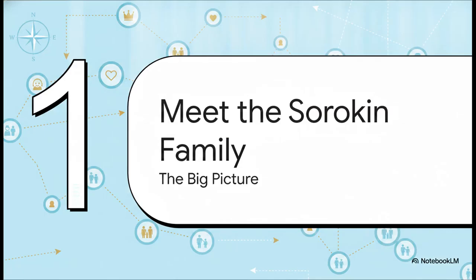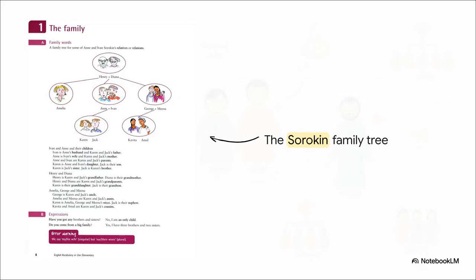All right, starting off with section 1, meet the Sorokin family. So, this family tree right here is going to be our visual map for today's explainer. It's like a giant puzzle of relationships. You've got the oldest generation at the top, the parents and their siblings in the middle, and the youngest generation at the bottom. As an English learner, keeping a visual layout like this in your head is a total game changer for locking in the vocabulary. And while we're using the Sorokin family names today, I want you to imagine your own family map as we go along, okay?